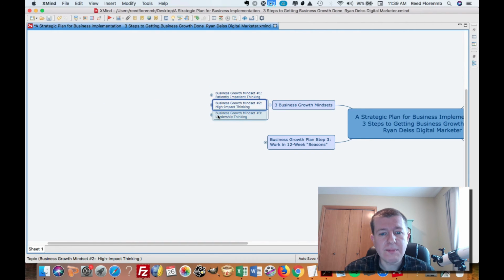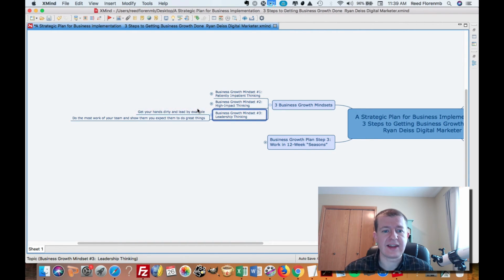Then the third part was leadership thinking. So you are the leader in your organization. Even if you're the only person in your organization or you have a huge team, you're still the leader. You need to get your hands dirty and lead by example. You need to do the most work of your team so you can show them what you expect and that you expect them to do great things as well.